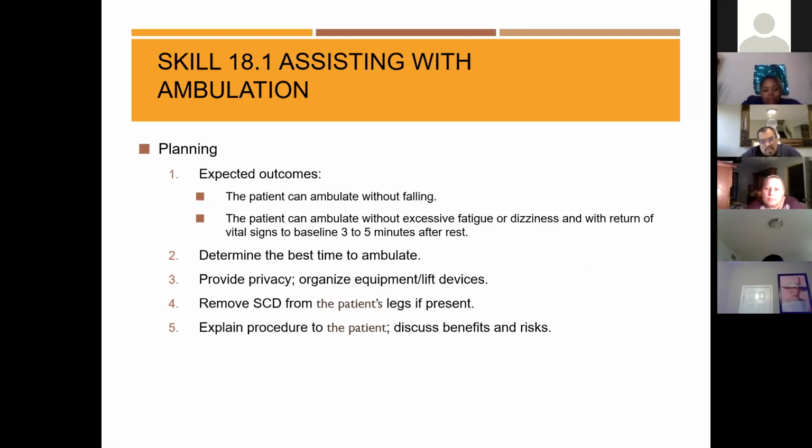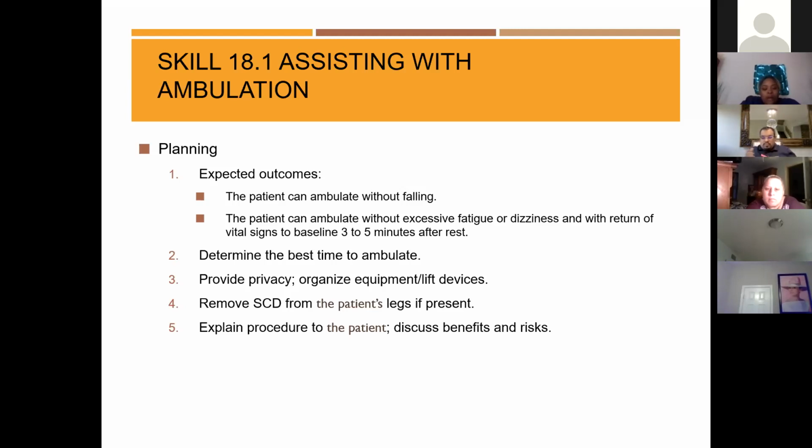Right? Determine the best time to ambulate your patient. Schedule all those activities around ambulating your patient. So remember, if you have an older patient, you don't want to do everything all together. If she's taking a bath, she may get tired after bath time, so it's not the best time to ambulate because she may get tired and may fall. So you want to schedule your best time to ambulate. So I say, okay, she's going to take a bath in the morning.